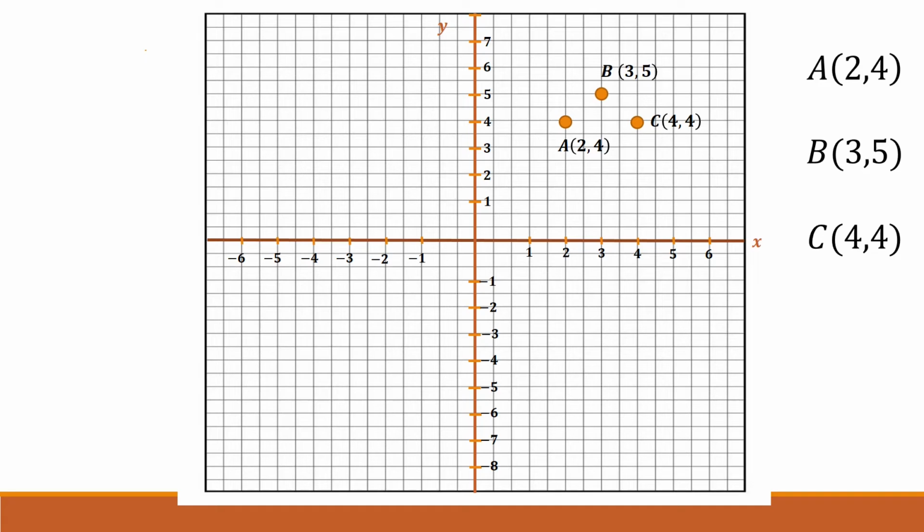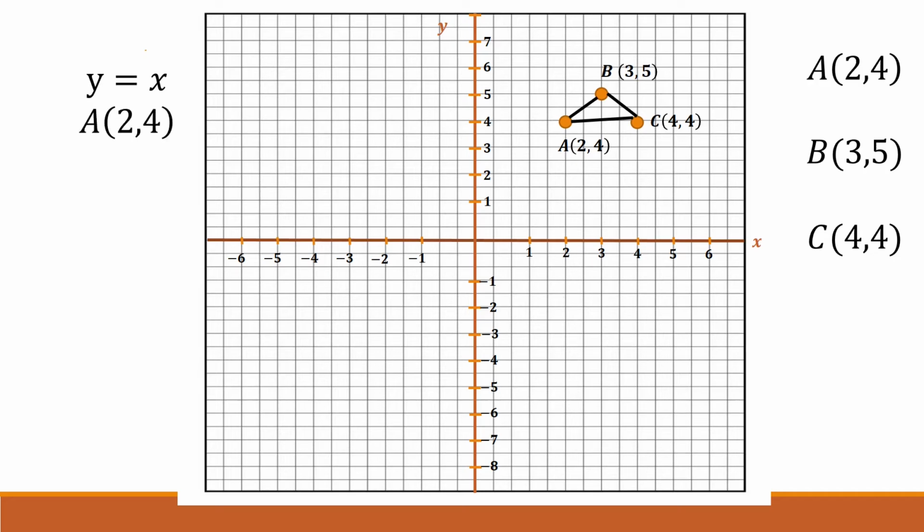So afterwards, I'm going to join the points together. So I'll join the point A to B, then B to C, and the last point, point A to C. And that forms the triangle ABC. Now remember, we have to reflect this triangle in the line y equals x.